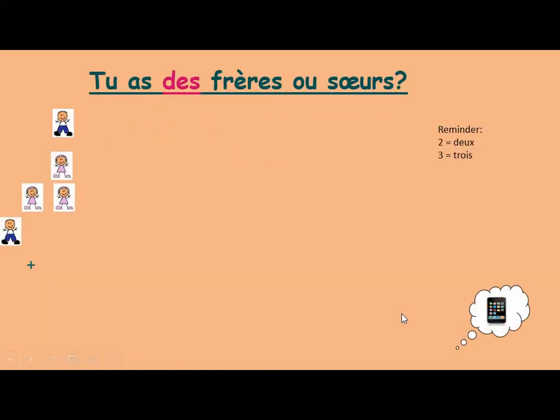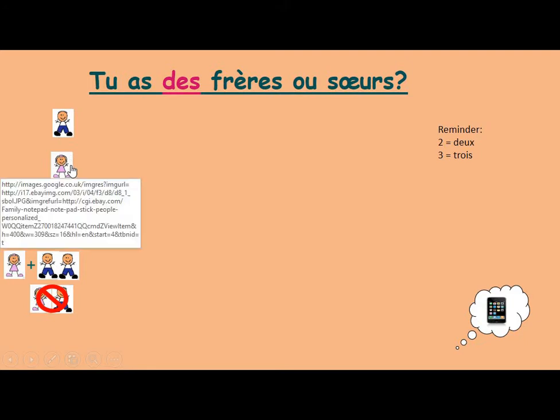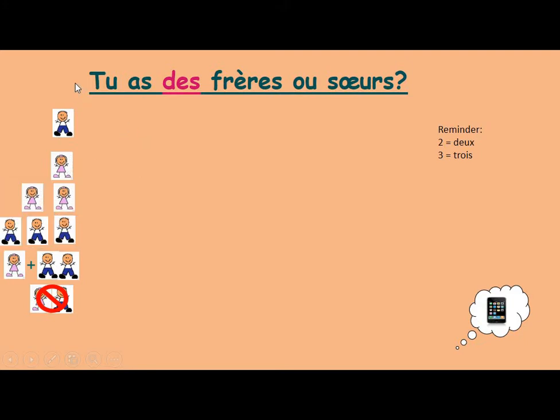Okay, so we have a quick task for you here. Now the question is, tu as des frères ou sœurs? Take a look at the pictures on the side. Look at what they represent. Obviously a picture of a boy there represents a brother, a picture of a girl represents a sister, and all I want you to do is to write how you would say that in French. So for example, number 1. This picture wants you to say, I have a brother. And that should look a little bit like this.